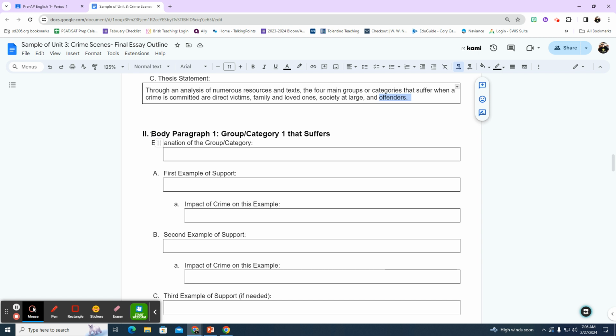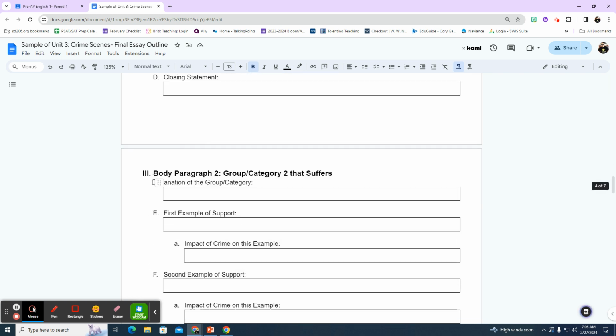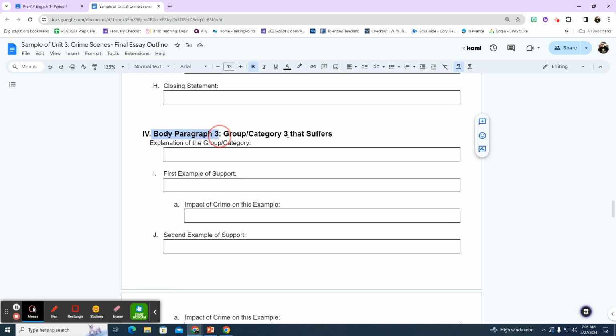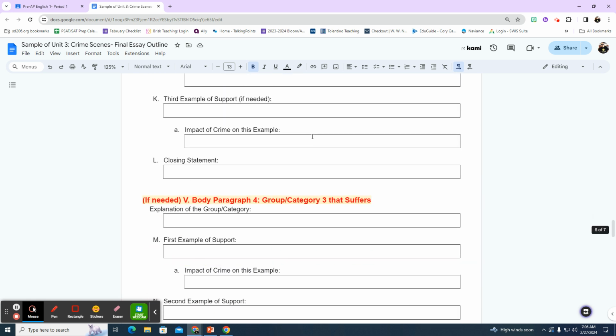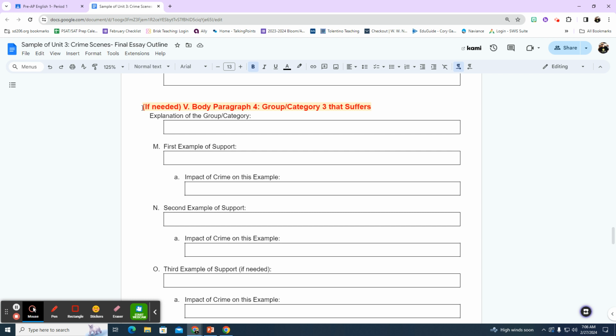All right. Now, each body paragraph focuses on a different category. So you'll be writing a different body paragraph for each one of these different categories. So my body paragraph one is my first group that suffers from a crime when it's committed. My body paragraph two is my second group that suffers. My body paragraph three is my third group that suffers. And if I write a fourth one, my body paragraph four is my fourth group that suffers.